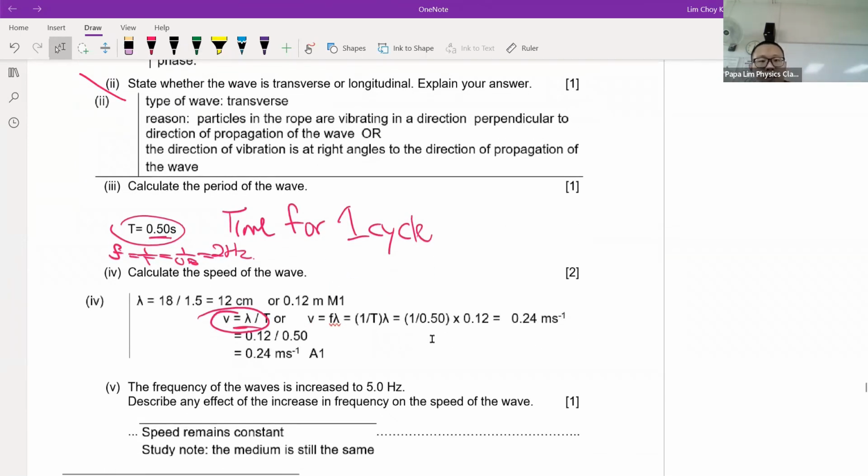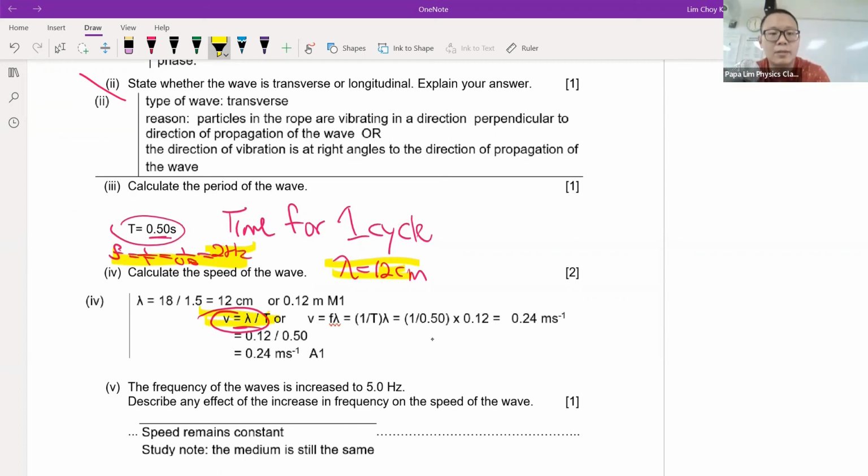So with the numbers, I know the frequency is 2 Hertz. I know the lambda is 12 cm. With these two pieces of information, I will be able to calculate the speed of the wave using the classic wave formula V equals F lambda. Once I plug the variables into the equation, I will be able to get the answer straight away.